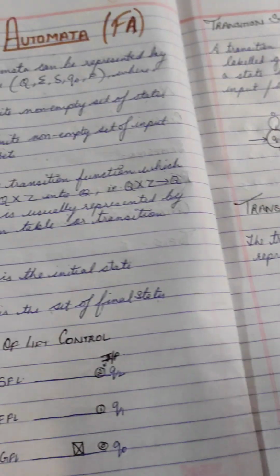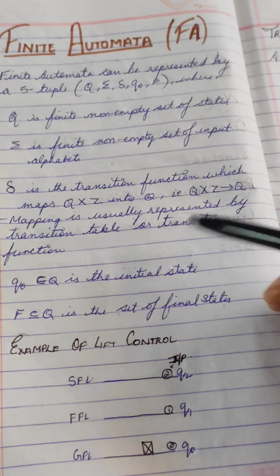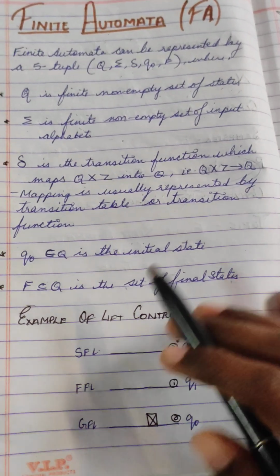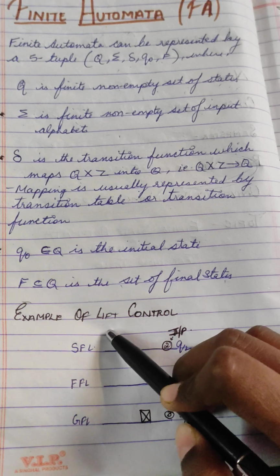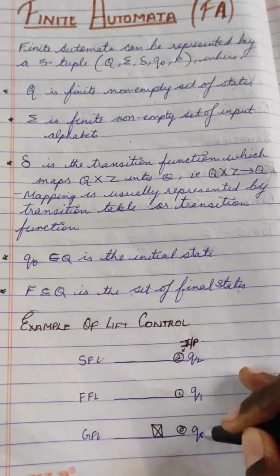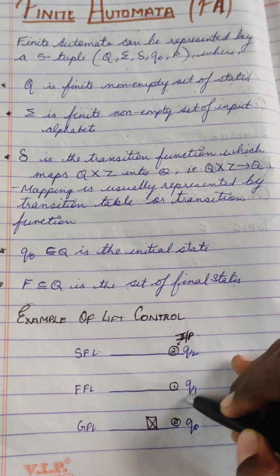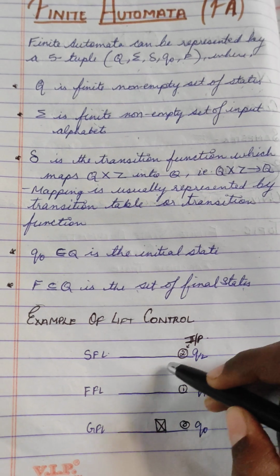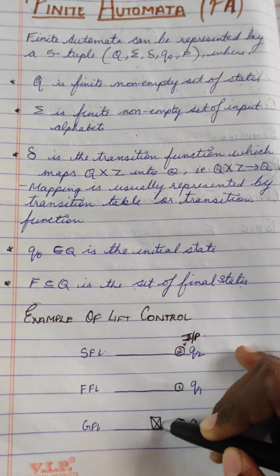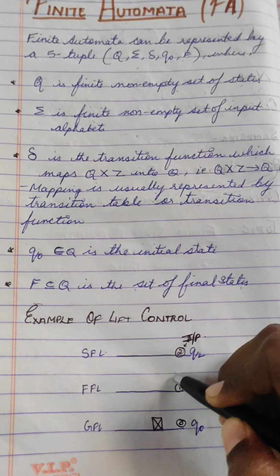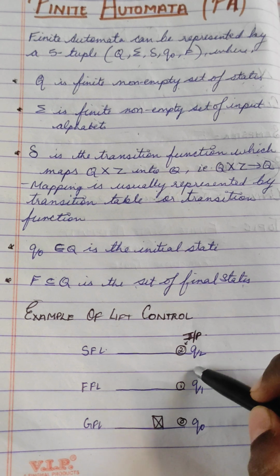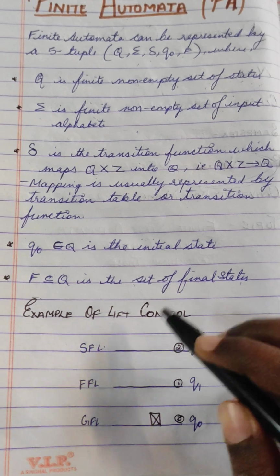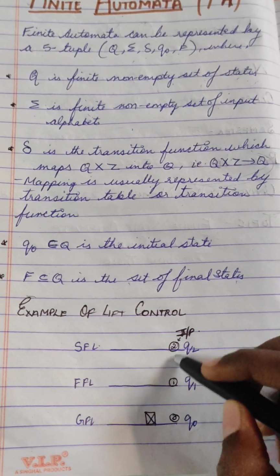Now, to understand the transition systems and the transition table, let's take a daily life example, an example of a lift control. Suppose we have 3 floors, that is the ground floor, first floor and second floor, taking the lift to be at the ground floor, represented by the Q naught state. This is the state Q naught, the initial state. If we press 0, the lift would remain on the ground floor, in the Q naught state. If we press 1, the lift would be at the first floor, represented by the Q1 state. If we press 2, the lift would be on the second floor, that is the Q2 state.